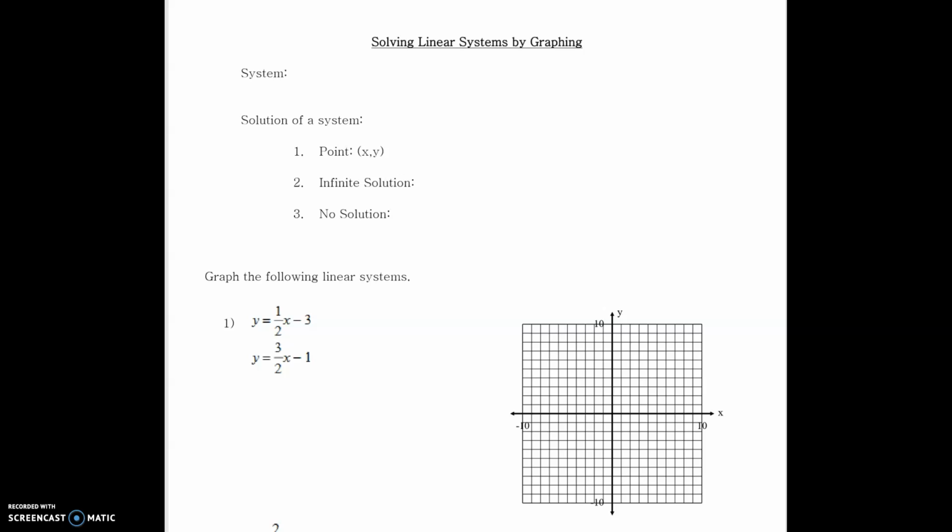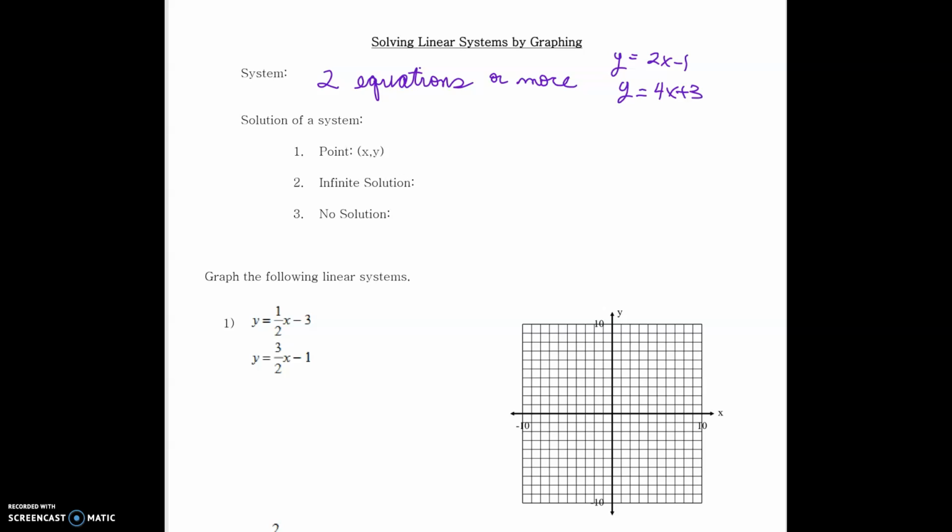Okay guys, let's get started here, and what we're going to be doing today is solving linear systems by graphing. So what a system means is that you have two equations, or you might have more. You could have 3 or 4 or 5, so you could have more than 2. So remember just an equation: y equals 2x minus 1 and y equals 4x plus 3.